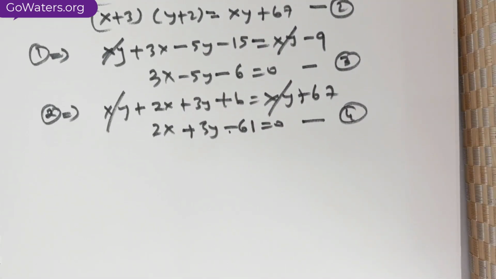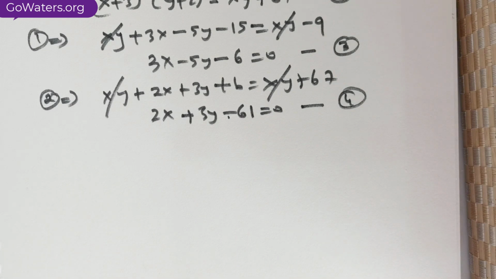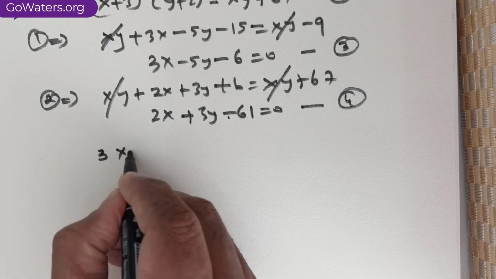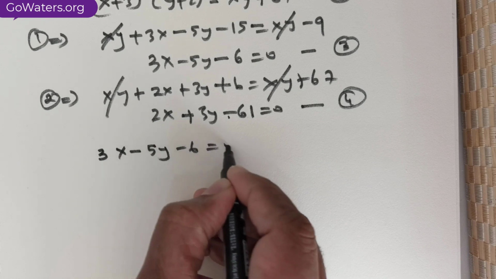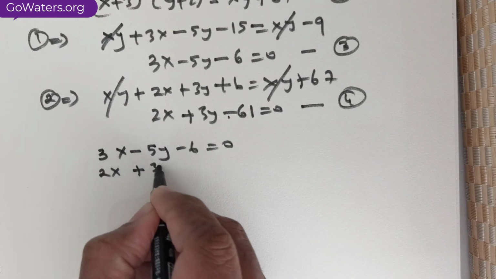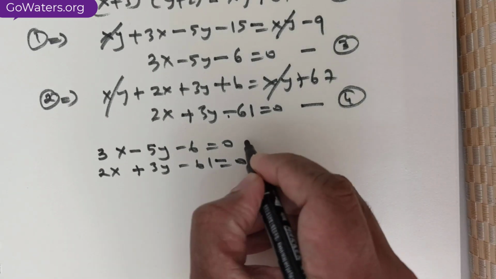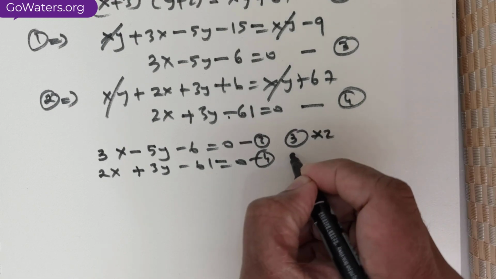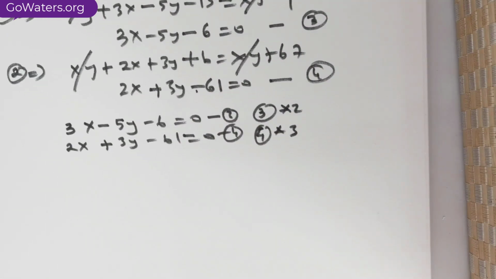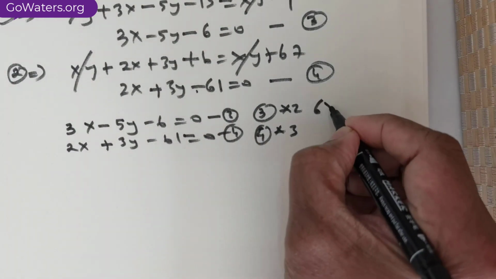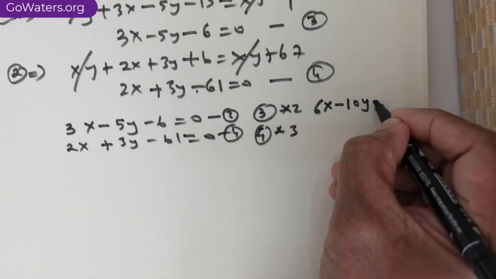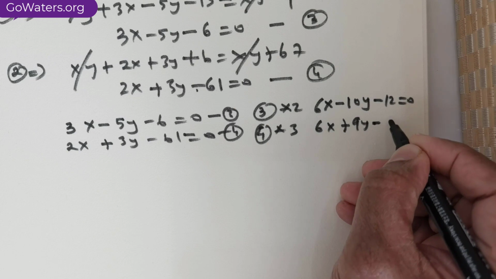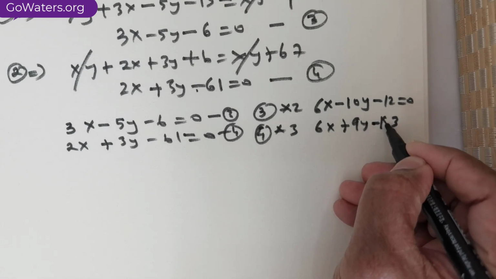This is my 4. Now you can use any method you want, either elimination, substitution, or cross product. I will be using the elimination method. So I'm taking this as 3x - 5y - 6 = 0, and 2x + 3y - 61 = 0. This is 3 and 4. I will multiply 3 with 2 and 4 with 3. So if you were to do that, this is going to give me 6x - 10y - 12 = 0, and this is going to give me 6x + 9y - 183 = 0, since 3 1s are 3, 6 3s are 18.